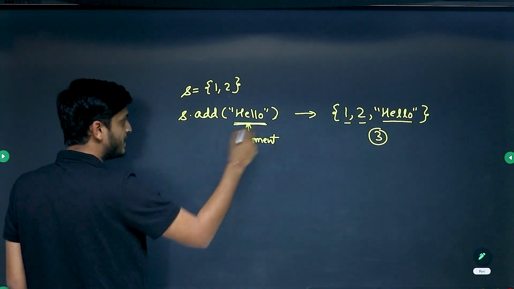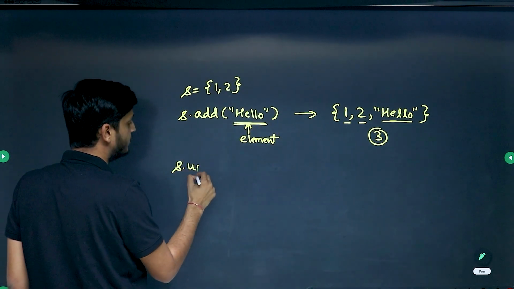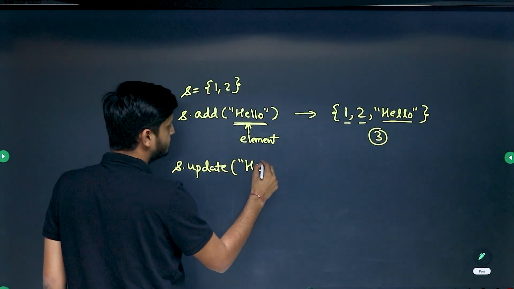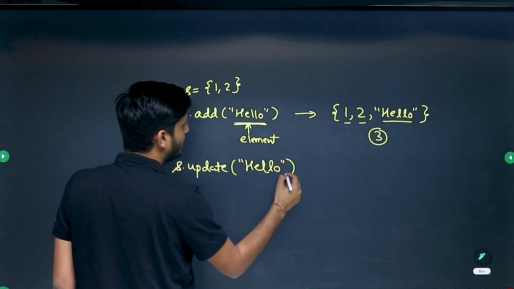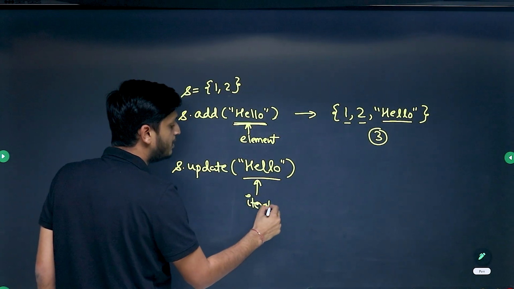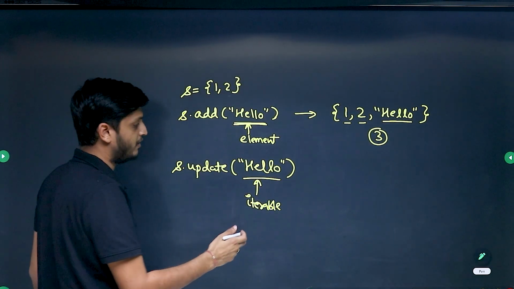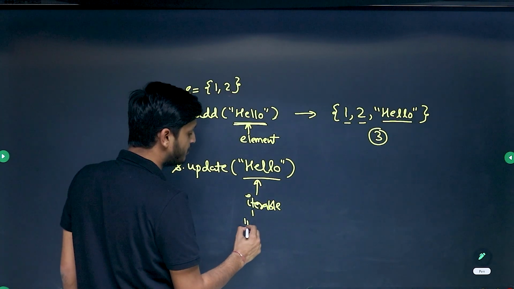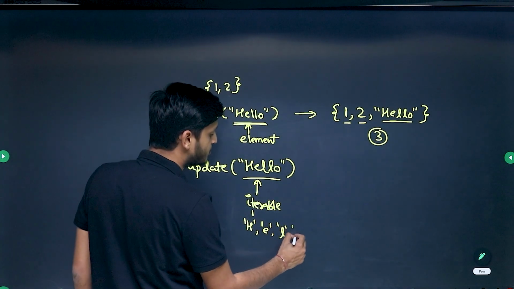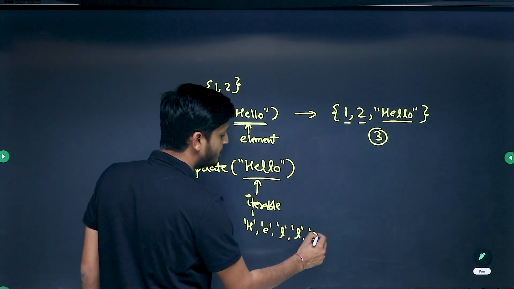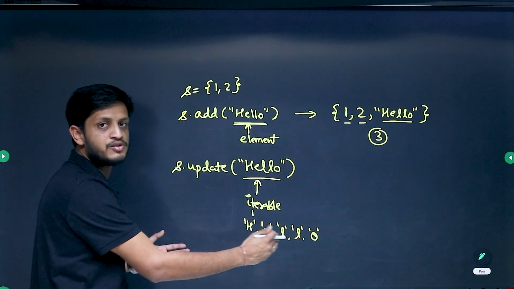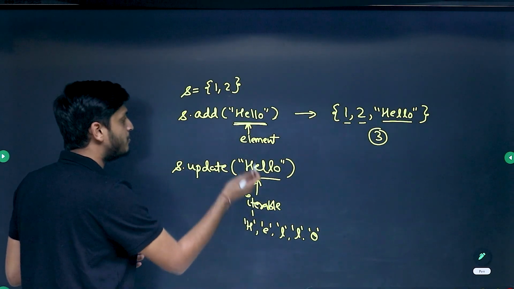Now if you do, in the same set, s.update of hello, what will happen? The update function takes an iterable, which means all the elements inside this iterable will be added. What are the elements inside this iterable? String h, string small e, string small l, string small l and string o. These are the elements inside this iterable, right? A string as an iterable gives all its characters one by one. So all these elements will be added in the set.